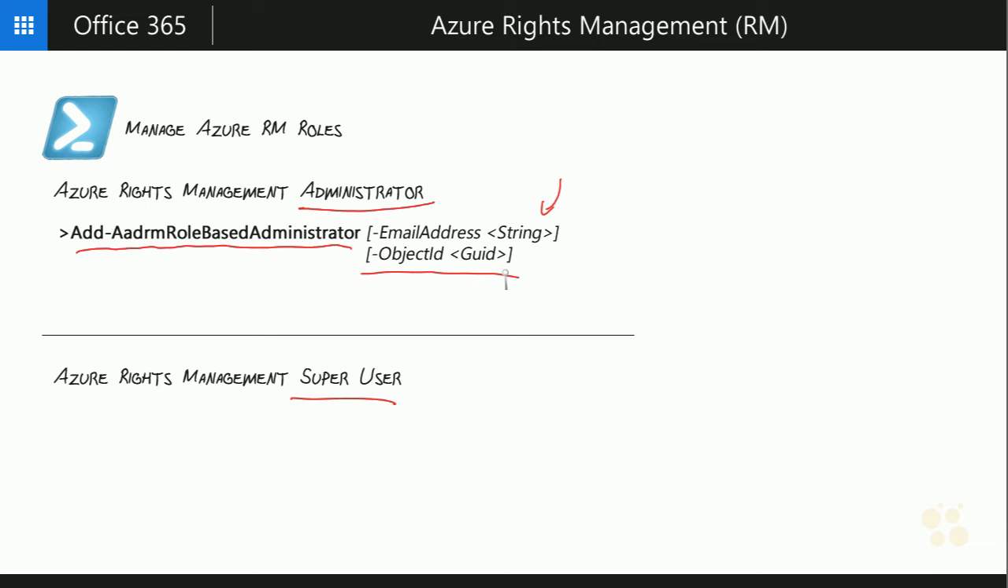And you're asking yourself, well, why use that? There's the email address right there. Why would I want to use the Object ID? The reason you want to use the Object ID is because Object ID can be used to refer to security groups. We cover security groups in another nugget.